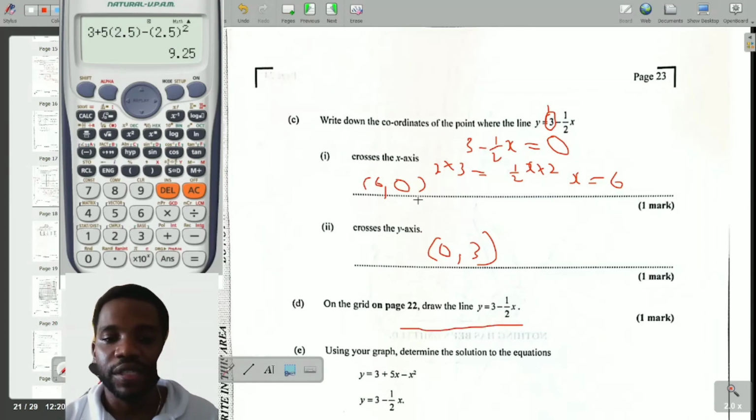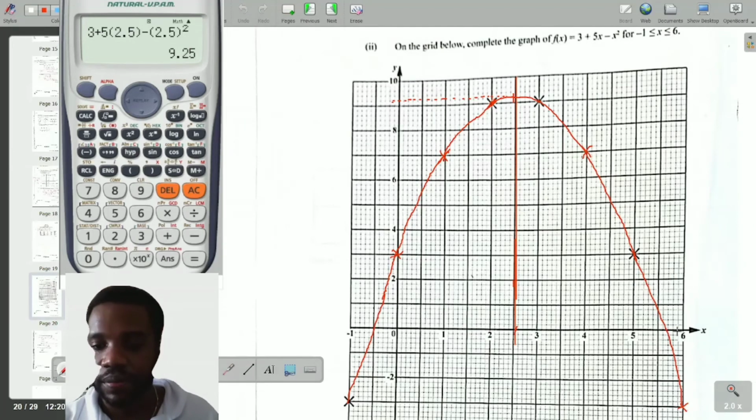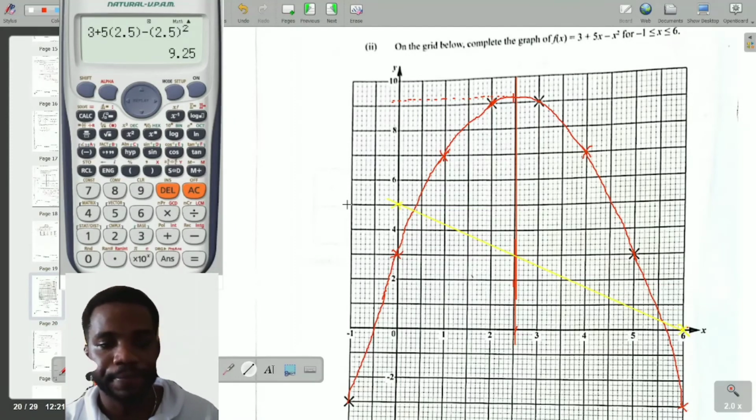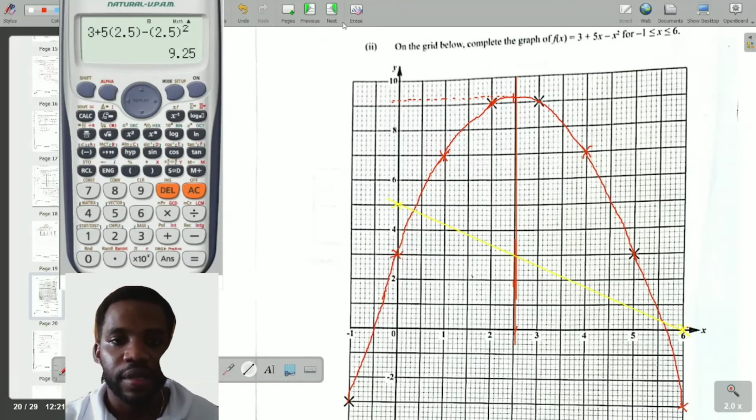How do I draw it? I need to find 6, 0 on the grid and 0, 3. Let's go back. So 6, 0 is right here, all the way. Let me use the green or the yellow so you can know the difference. Right here. And of course, 0, 3 is going to be right here. So I just need a straight line going through these 2 points. Alright, good. Here we go. That's my straight line. So you just draw a straight line connecting those 2 points and you'll have it there. Now let's go back.